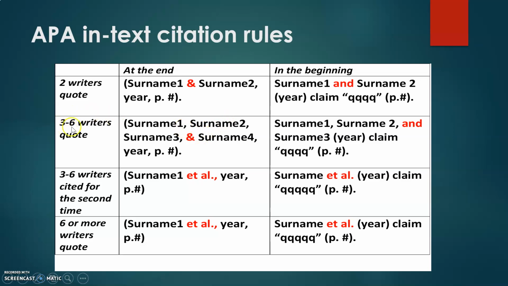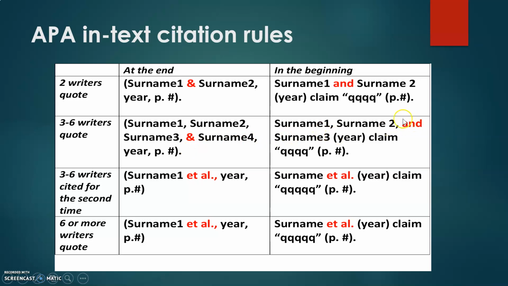If it is 3 to 6 writers, when you cite it for the first time according to APA 6th edition, this is how you do it. First surname, second surname, and the third one, all separated with a comma. And when you are adding the last one, you add a comma and use an ampersand when you give it at the end in parentheses.